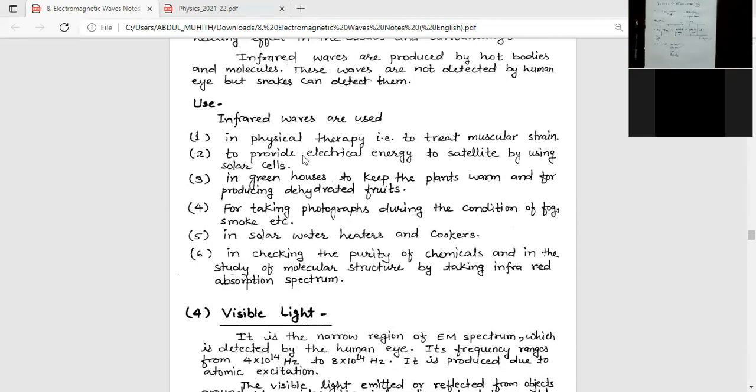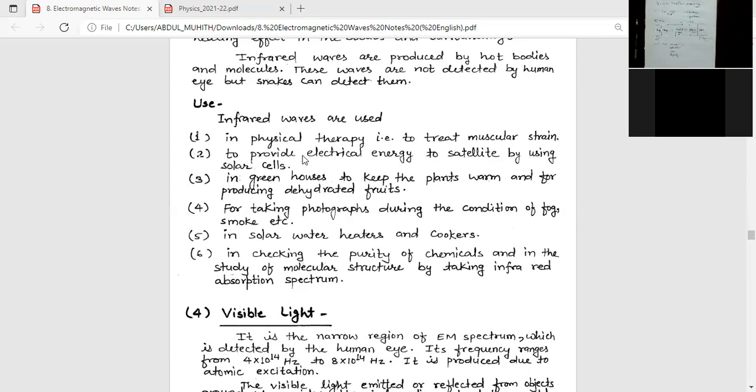To provide electrical energy to satellites by using solar cells. How do we produce it? A satellite does not have any energy, so it has to produce its own energy. So we have solar cells. Sunlight has electromagnetic waves, visible radiation as well as infrared radiation. All of these, including the infrared waves, are taken in and converted to electrical energy.